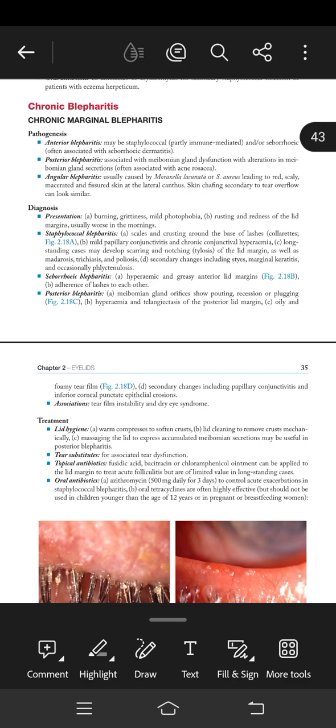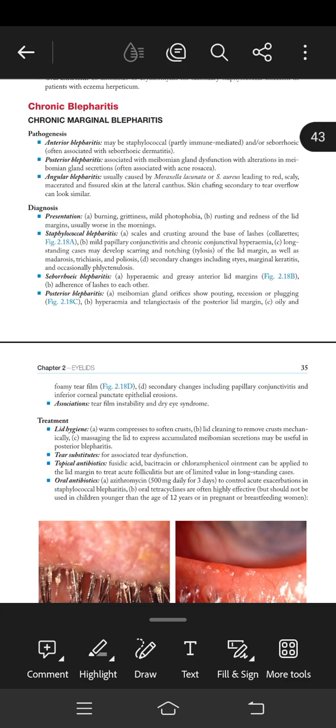Treatment is lid hygiene, warm compresses to soften the crust, lid cleaning to remove the crust, mechanically massaging the lid to express accumulating meibomian secretions, and tear substitutes for tear dysfunction. Topical antibiotics like fusidic acid, bacitracin, or chloramphenicol ointment can be applied to the lid margin to treat acute folliculitis, but are of limited value in long-standing cases. Oral antibiotics like azithromycin 500 mg daily for 3 days control acute exacerbations in staph. Oral tetracyclines are often highly effective but should not be used in children less than 12 years of age, or in pregnant or breastfeeding women.